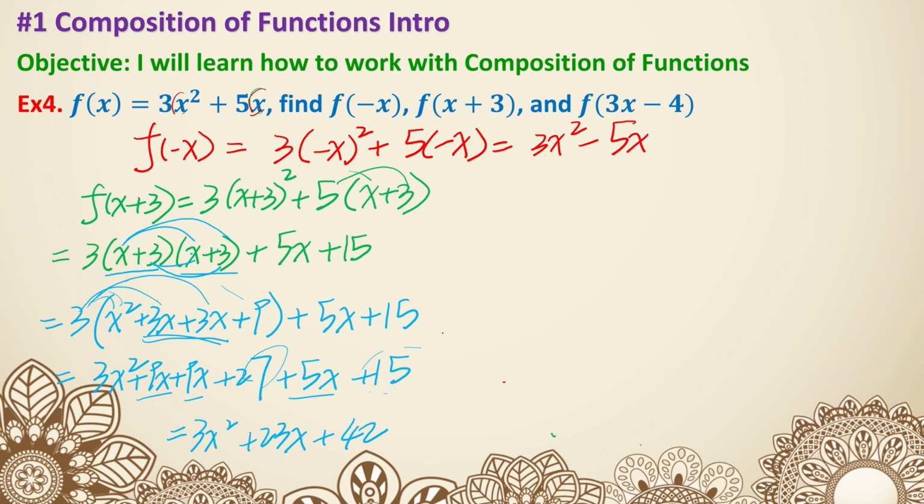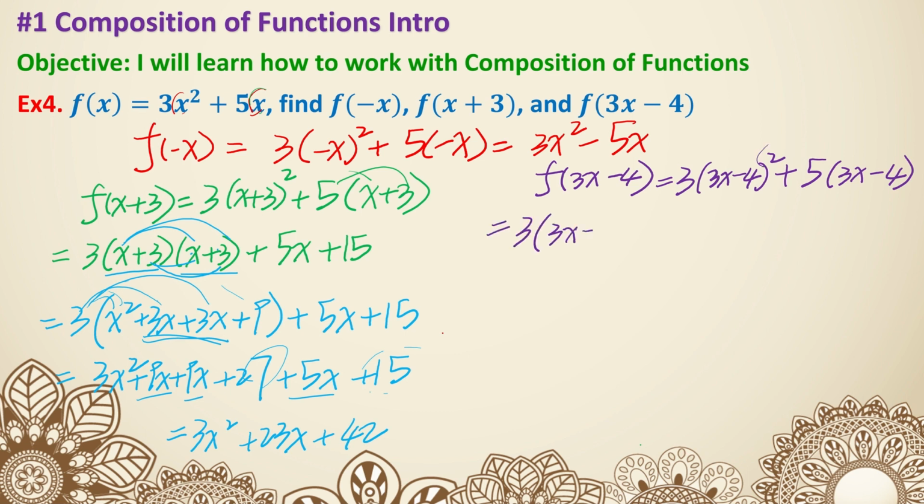Now, the last one, f of 3x minus 4. Let's write it out. 3 stays in the front, and then the 3x minus 4 is going to replace the x. So 3x minus 4 being squared, plus a 5 times 3x minus 4. And since we're seeing squares, we want to write it twice. 3 times 3x minus 4 times another 3x minus 4 plus 5 times, well, I can actually open the parentheses on that part. 5 times 3x is a 15x. 5 times negative 4 is a minus 20.